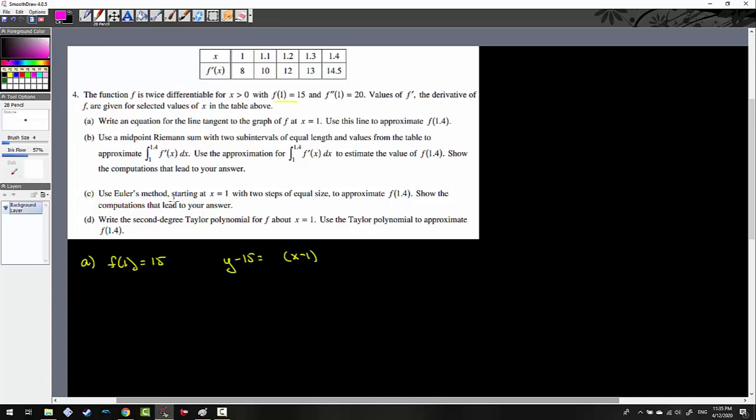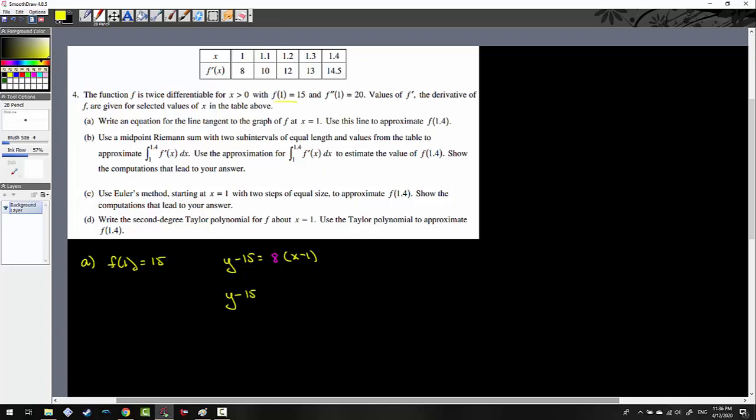And then from here I can go and just identify what the slope is. Well, what is the slope at x equals 1? Well, that's going to be this piece of information right here. I'll go and get rid of it because I might need to see it more clearly in a little bit, but I just throw in an 8. And then half the problem is already done. So from here, it's telling me now to approximate f of 1.4 using this line. So how do I do that?